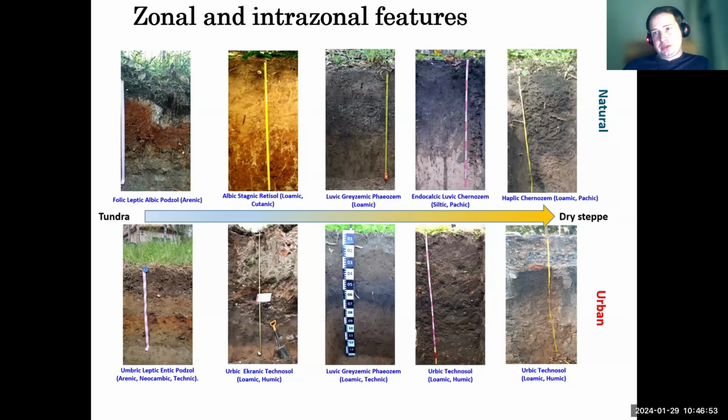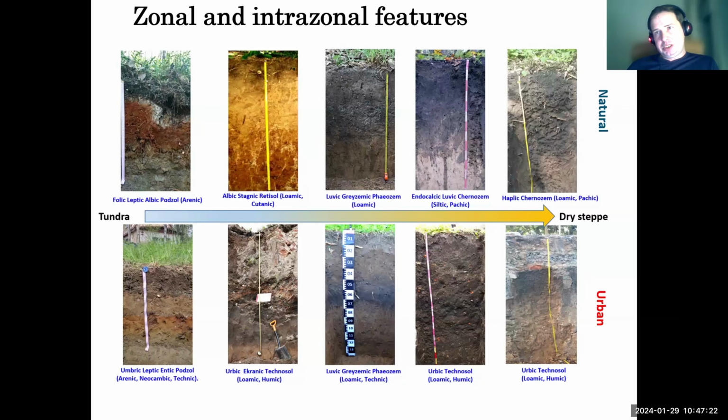What is also interesting is that urban soils, on the one hand, are strongly affected by the current management, say by green areas or industry, but at the same time, they inherit properties from the natural soil. And this is especially evident when you compare urban and natural soils from different climate or pedoclimatic zones.